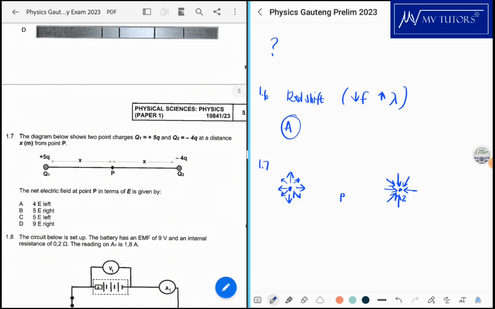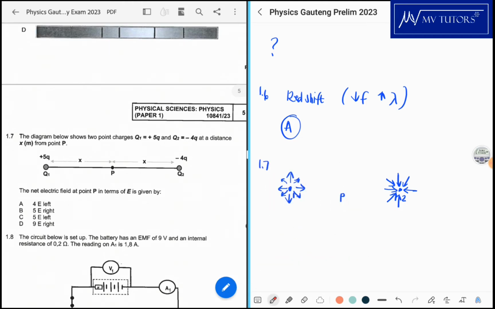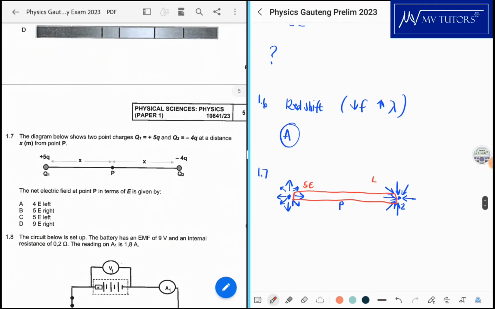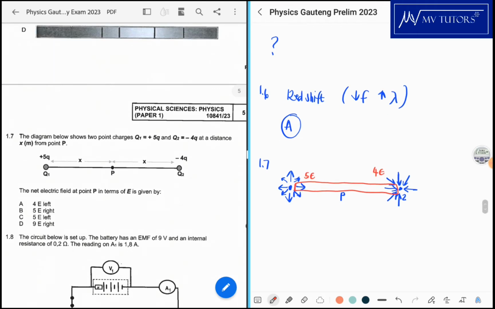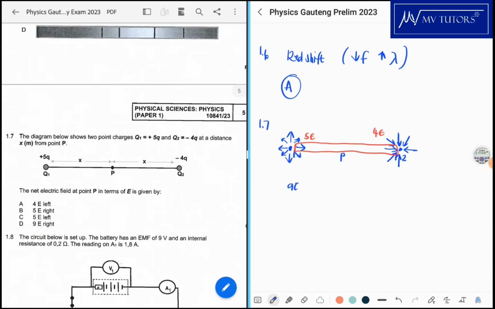So if I were to look at the net electric field in terms of E, I would then take this portion over here. I see it's moving to the right. Even here it's moving to the right. Okay, and so here we have 5E, and there we have 4E, and it's all moving to the right. So we have in total 9E to the right. And the options given there, well, we see that D is the correct answer.